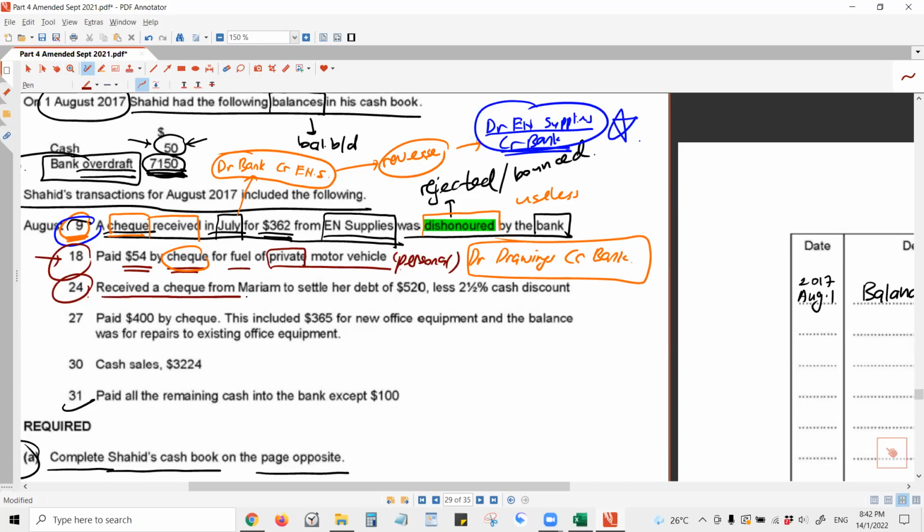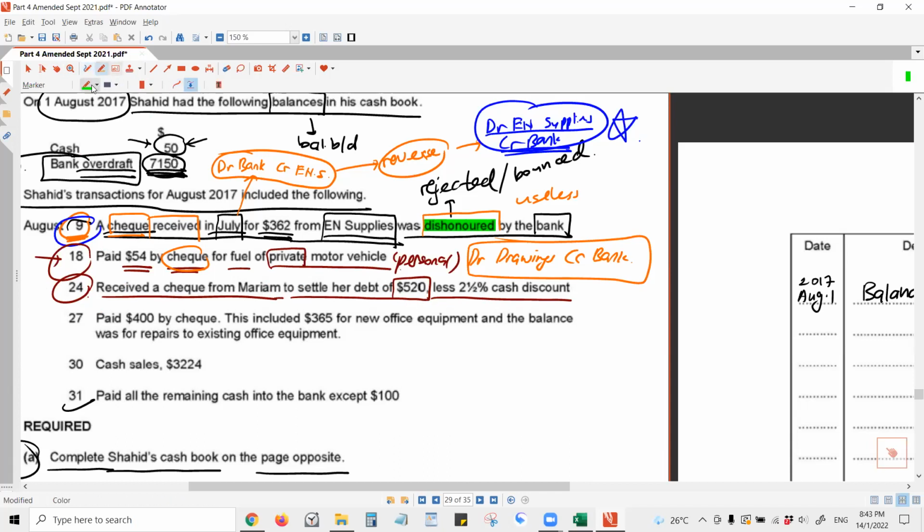Receive a check from Mariam. So debit bank for sure, right? We have to debit bank. To settle her debt of 520, less 2.5% cash discount. Okay. How much are we exactly receiving here?